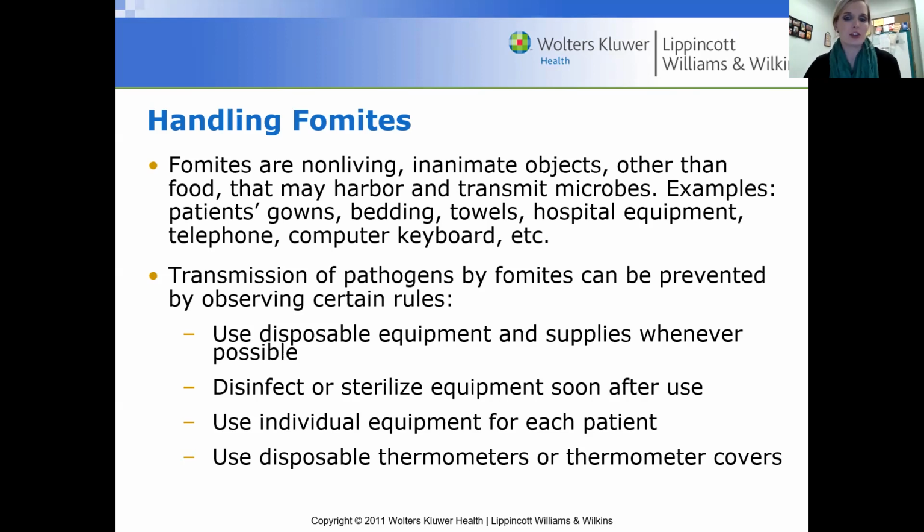So transmission of pathogens by fomites can be prevented by making sure we're observing certain rules. Use disposable equipment and supplies whenever possible. Anything that can just be used and then thrown away after we use that with a patient is going to be ideal. If it is something that does have to be used again, we want to make sure that we disinfect or sterilize that equipment very soon after use, so that we make sure that those pathogens are no longer on that equipment. We use individual equipment for each patient. Use disposable thermometer or thermometer covers when possible.